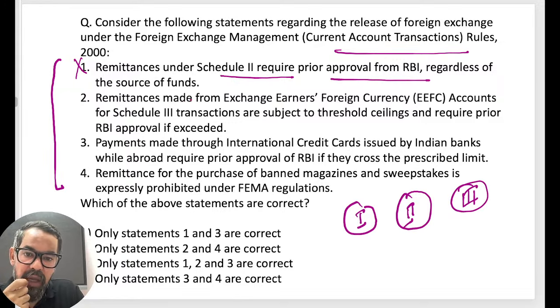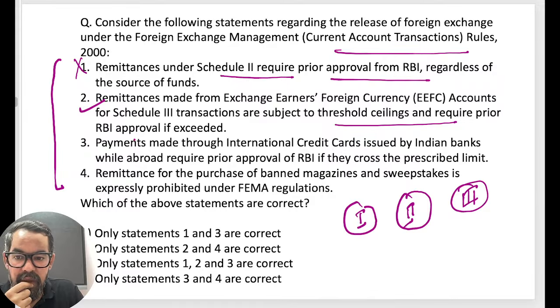Second statement: remittances made under exchange earners foreign currency account for Schedule 3 transactions are subject to threshold ceiling and require prior approvals. Yes, this can be true. The third means threshold limits like 2,50,000, or even some industry-specific ones if there.